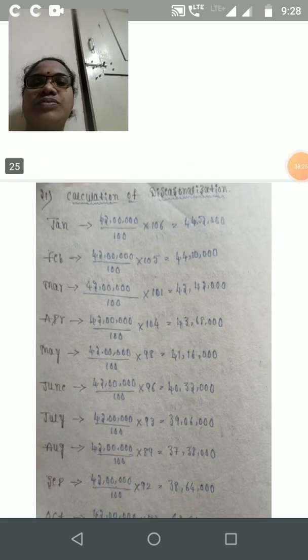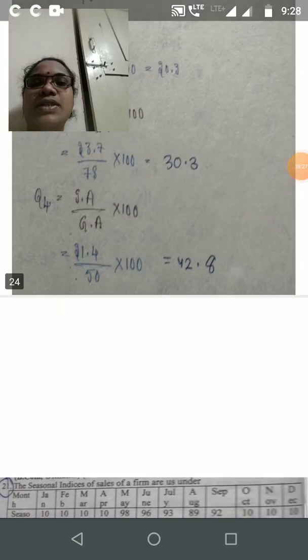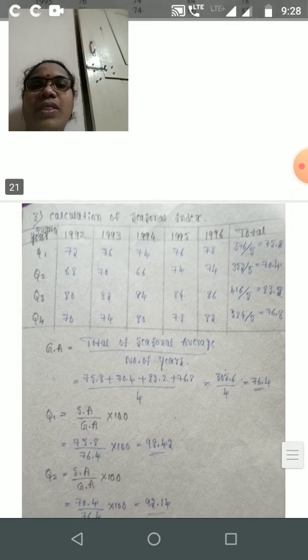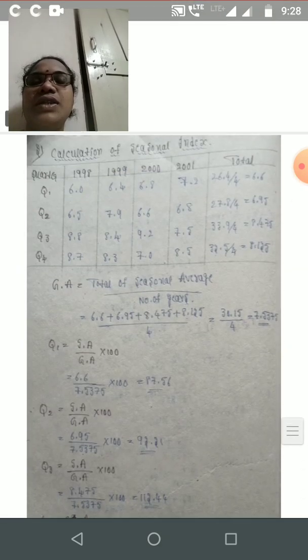Here, seasonal indices are calculated and deseasonalization is calculated. In this video 3 topics are completed: least squares method, parabolic trend equation, seasonal index and deseasonalization.